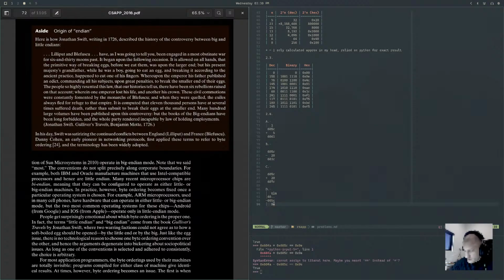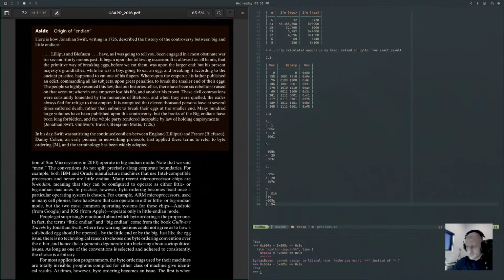Have, as I was going to tell you, been engaging in most obstinate war for 6 and 30 moons past, began upon the following occasion. It is allowed on all hands that the primitive way of breaking eggs before we eat them was upon the larger end, but his present Majesty's grandfather, while he was a boy going to eat an egg and breaking it according to the ancient practice, happened to cut one of his fingers, whereupon the emperor his father published an edict commanding all of his subjects upon great penalty to break the smaller end of their eggs.